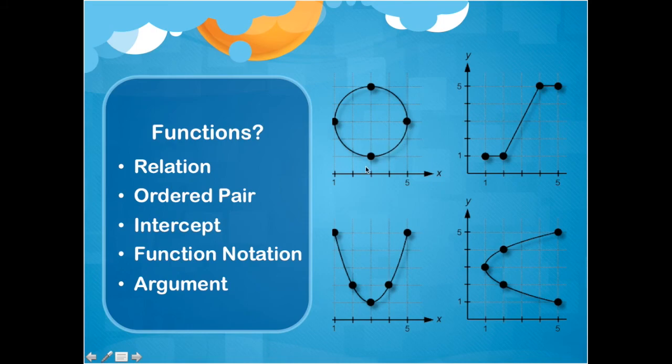So if I look here at x equals 3, I've got y equals 1, 2, 3, 4, 5. So there are two y's per one x. It's a relation, not a function. What about this plateau thing over here? Yeah, it's a function. Each x has one and only one y.